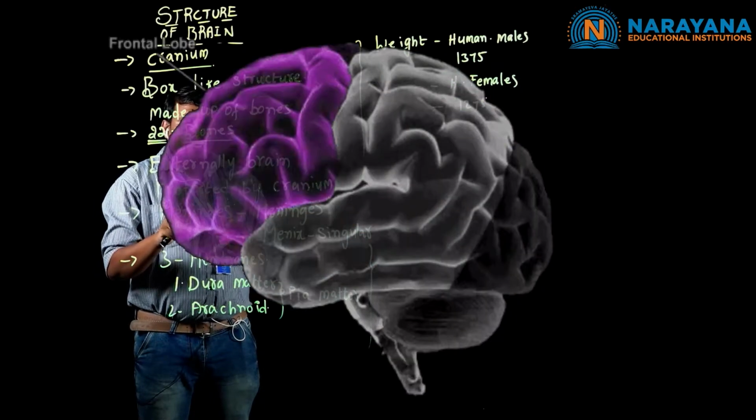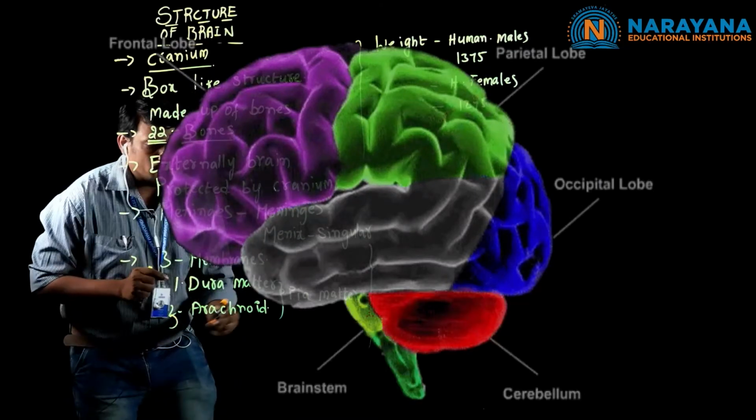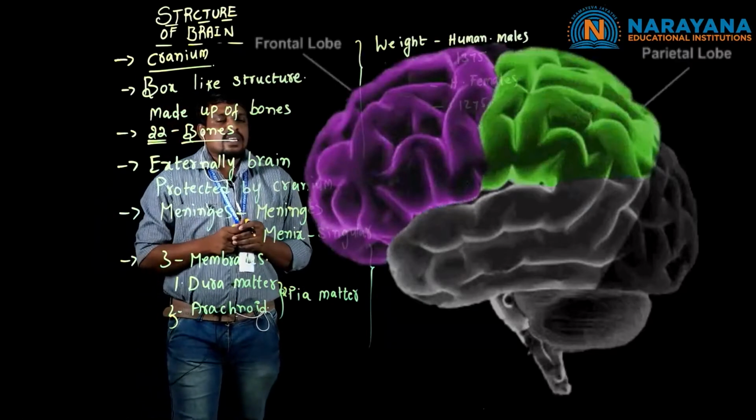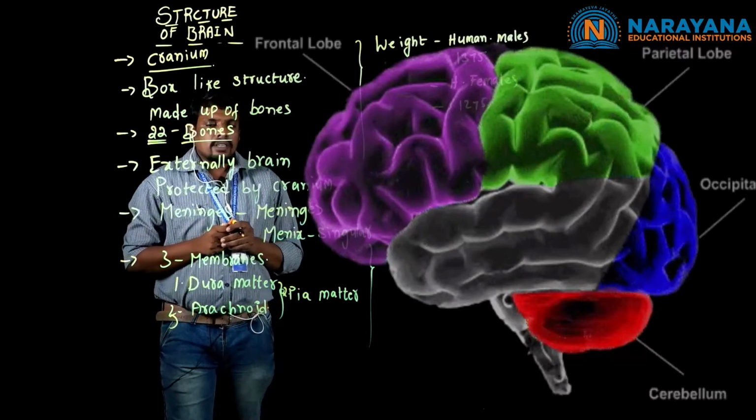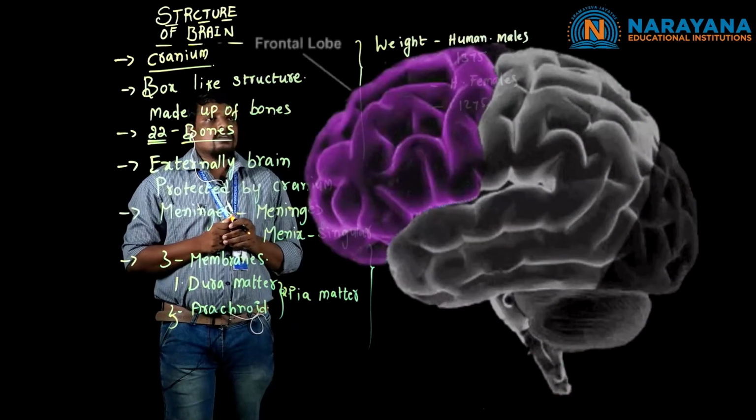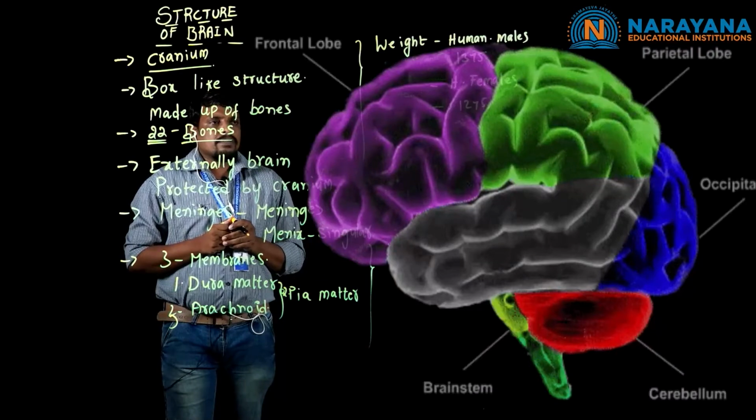Dura mater, pia mater, arachnoid matter. So the third one is the arachnoid, and the second one is the pia mater. Right, Nana? Yes, Nana. In human females, the brain weighs 1275 grams.